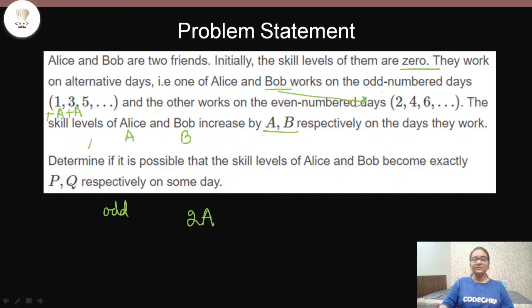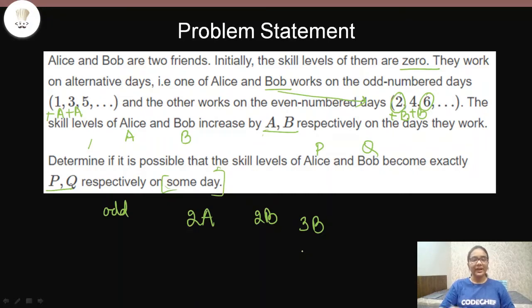Similarly for Bob, say Bob worked on an even day, that is on day number 2. So that was his first day that he has worked, right? So his skill level will increase by B. So we can say that the number of days they work, that many times their skill level will keep on increasing. If Bob also works for one more day, that is on the 4th day, then his skill level will become 2B. If Bob works for one more day, that is on the 6th day, then the skill level will become 3B for Bob. So this was the explanation of the problem statement.